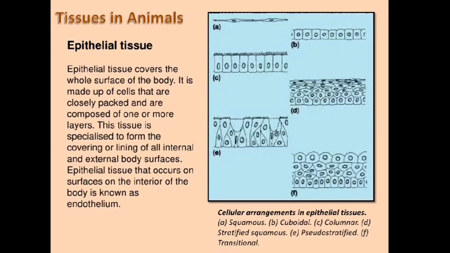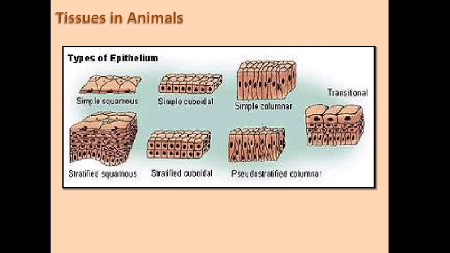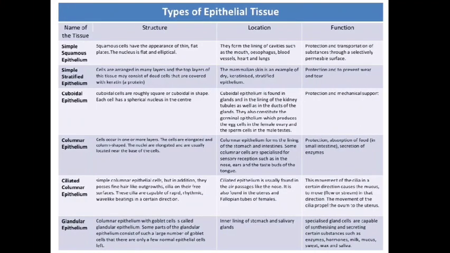In this picture, you are seeing the squamous epithelium, cuboidal epithelium, columnar epithelium. Different cellular details of the epithelial tissues can be seen here. Simple squamous, then stratified squamous, simple cuboidal and stratified cuboidal, simple columnar and pseudo stratified columnar epithelial tissues can be seen here. Comparatively, all the different types of epithelial tissues are studied here.